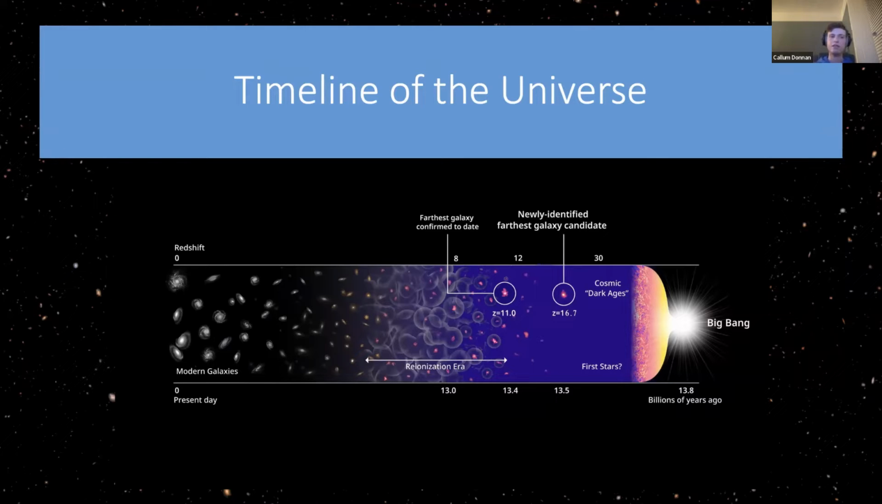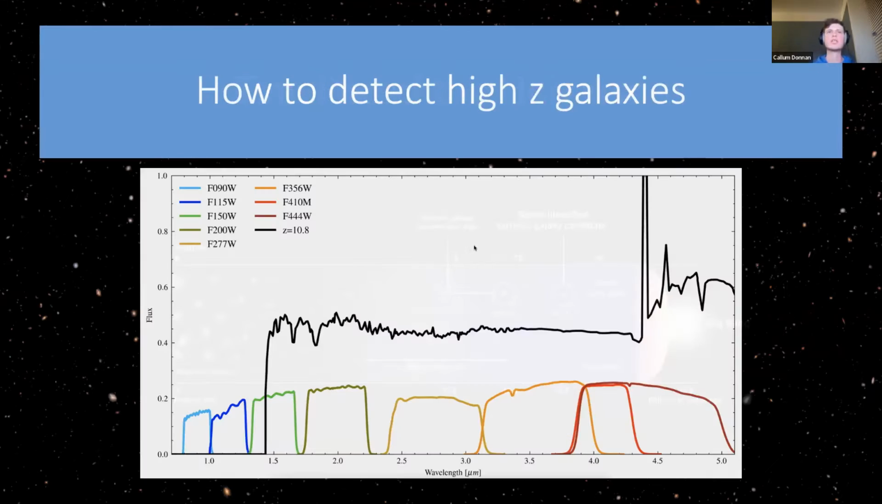And so in July, we analysed all of this early data that came in to look for as many of these most distant galaxies as we could find. I've highlighted here on this plot what we think is currently the furthest identified candidate, which is at redshift 16 or so. And this is another image to illustrate how we search for them.